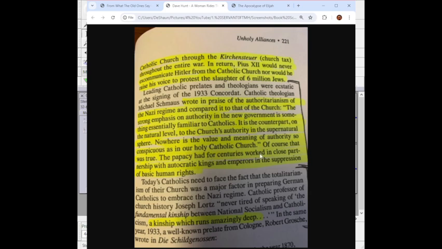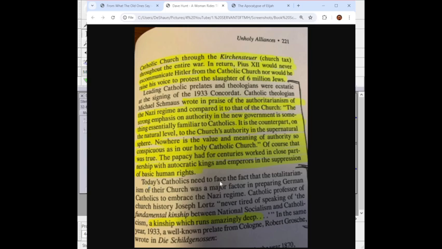The papacy had for centuries worked in close partnership with aristocratic kings and emperors in the suppression of basic human rights. It is your basic human right, when you're born on the earth, to live upon the earth free and happy, apart from tyranny and oppression. That's a basic human right. But that was stripped from us by wicked people.